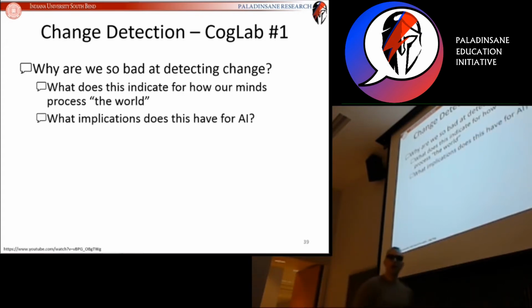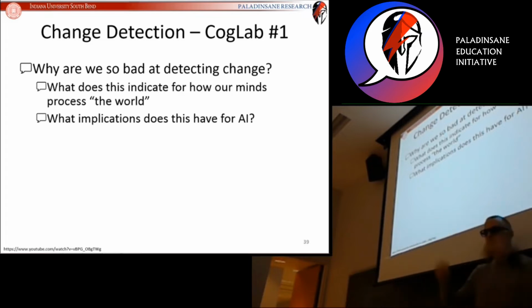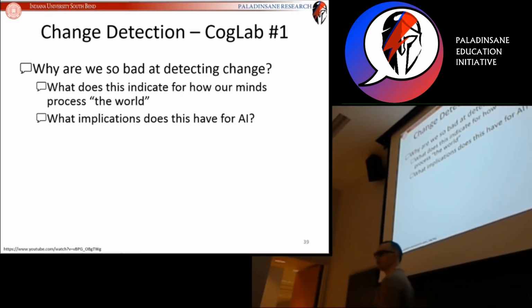So, any ideas about what this implication had for artificial intelligence? What was this sort of realization about how little of the world we process an important step in developing artificial intelligence systems?